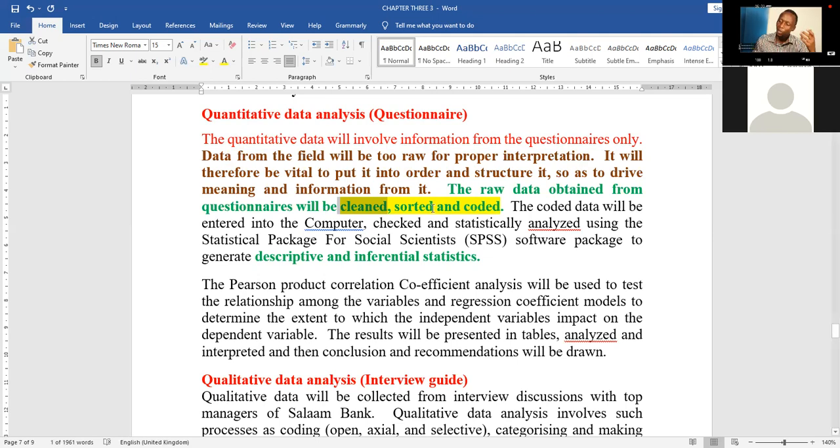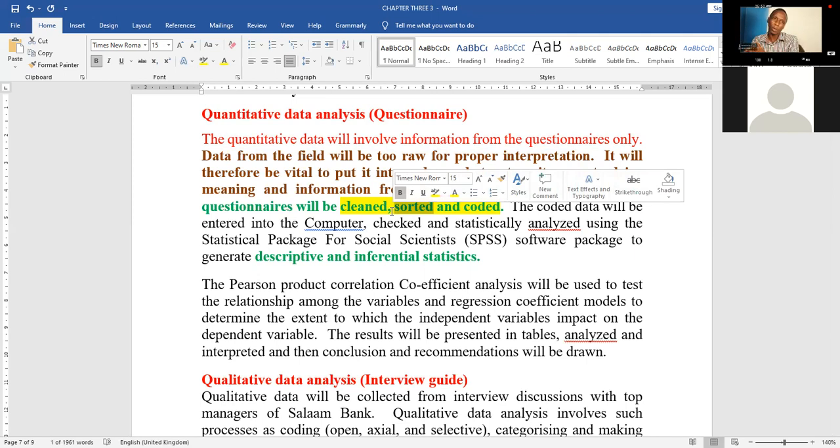Then sorting means that you are going to be organizing these questionnaires following a certain order. For instance, when you are collecting the questionnaires from the people, maybe you get these questionnaires from men, put them aside. You then get questionnaires from the women and put them aside. You don't mix them up. So that is sorting, that is organizing. Or you can as well say, I'm going to get questionnaires from village A, put them this side, questionnaires from village B, I put them here, questionnaires from village C, I put them here. So that is sorting.